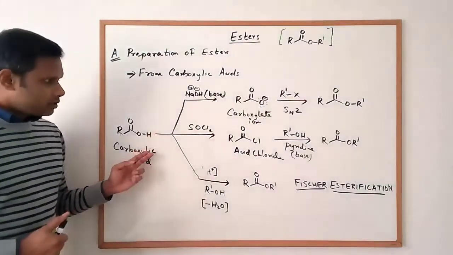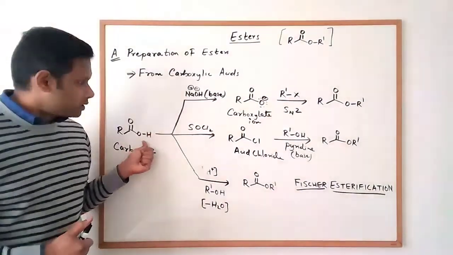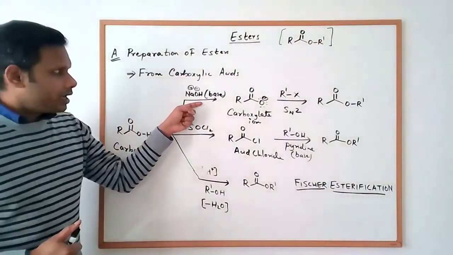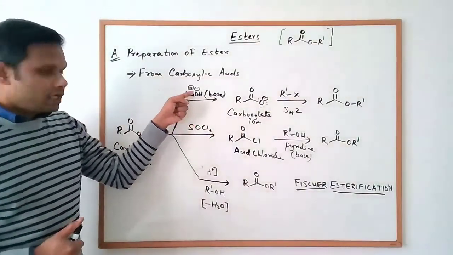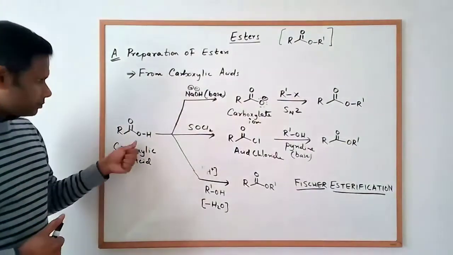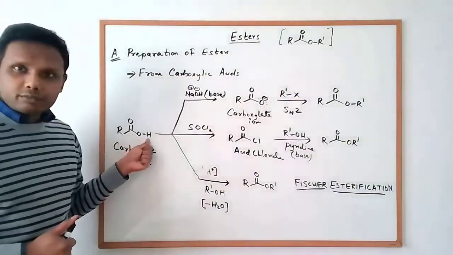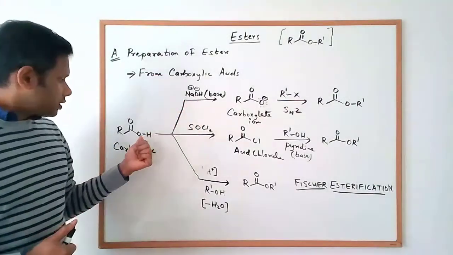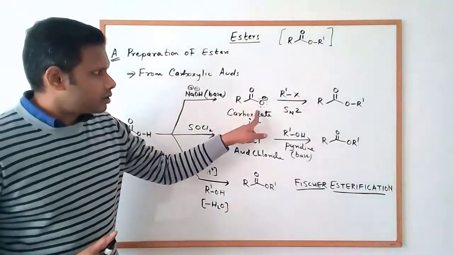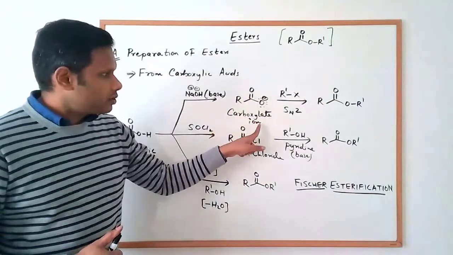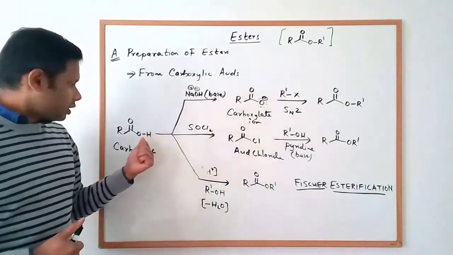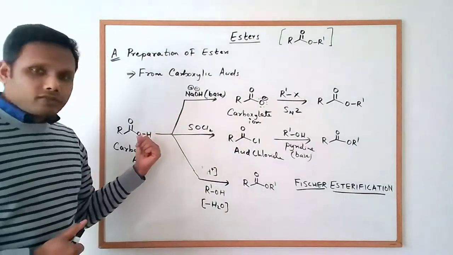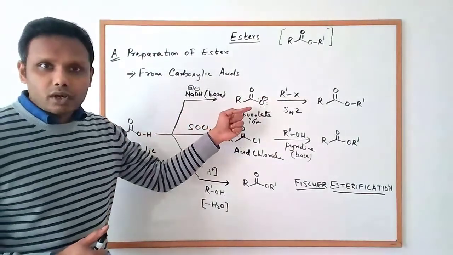One possibility here is to take the carboxylic acid and then react it with a base, an example being sodium hydroxide. Since you have an acidic proton here, when you react the carboxylic acid with a base, it will convert the carboxylic acid into the carboxylate ion. Okay, so you get a carboxylate ion, which is the conjugate base of the carboxylic acid. That's what the carboxylate is.